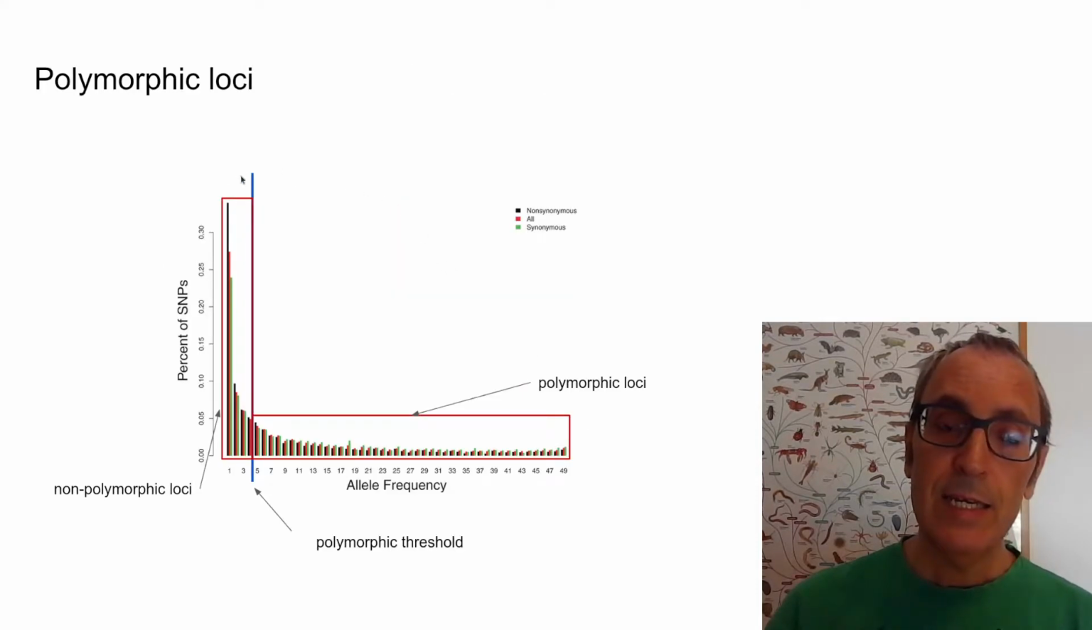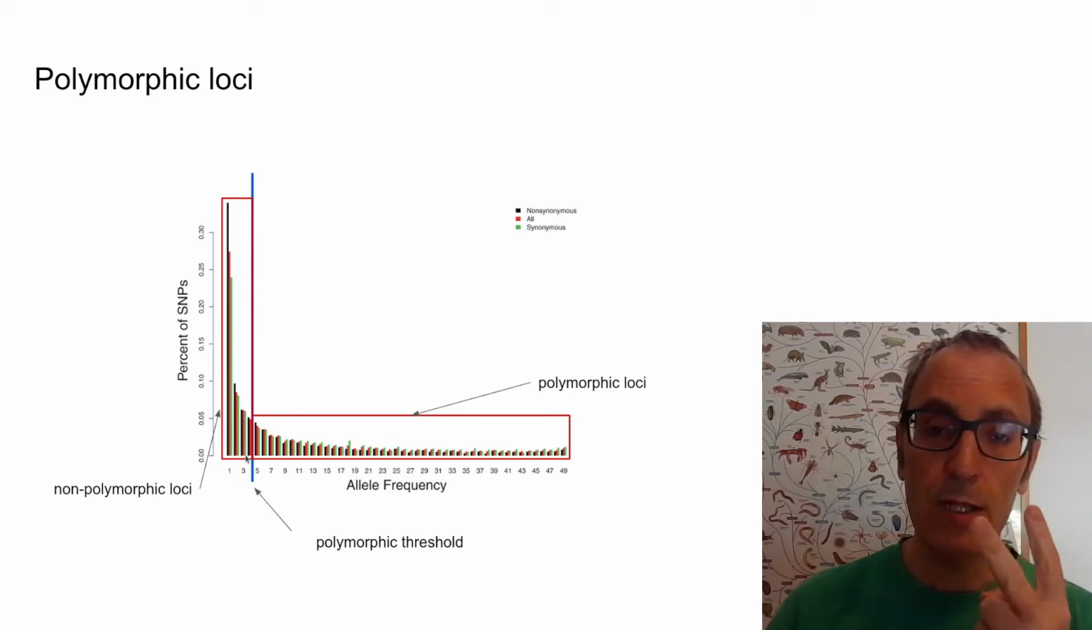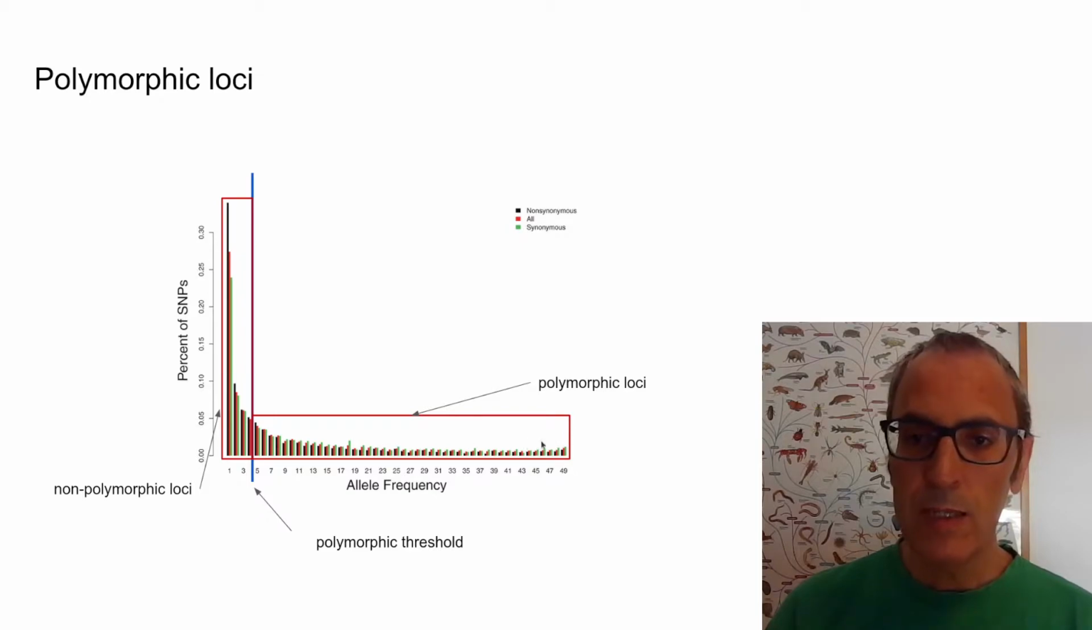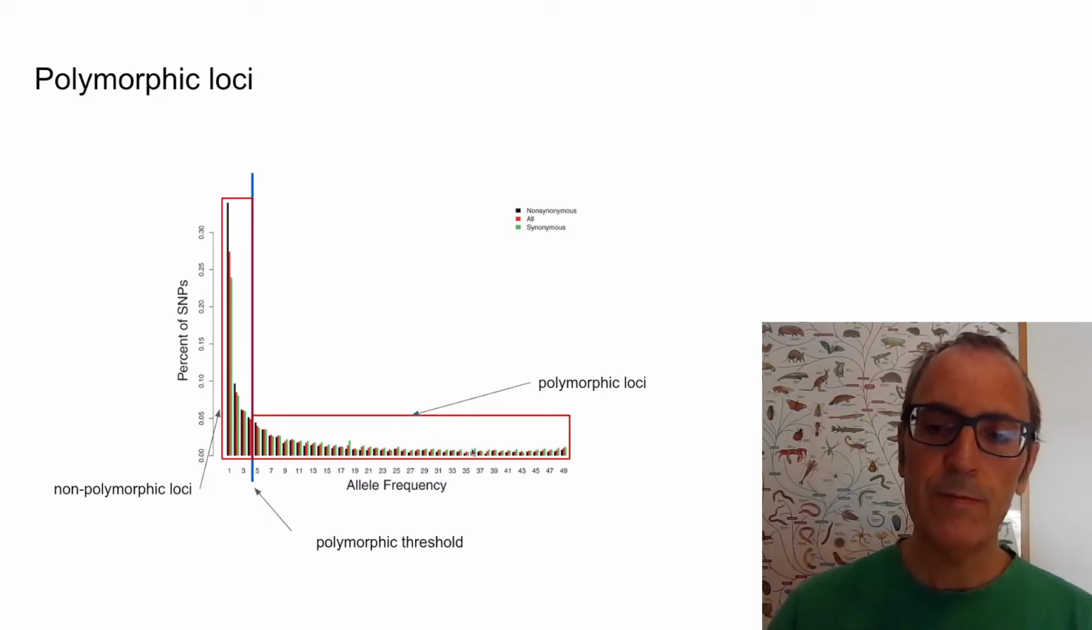In the site frequency spectrum, what you have here are variable markers, so markers with at least two alleles. That is why we have a frequency in this case for the minor allele, but these ones will not be polymorphic. The polymorphic ones would be these, because if we choose as the polymorphic threshold this value here, these would be the ones that are polymorphic.